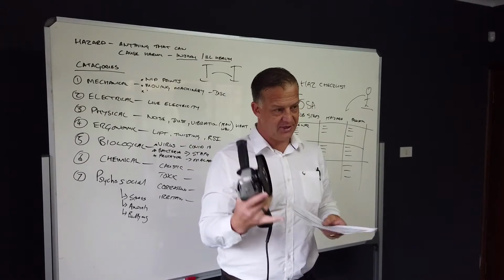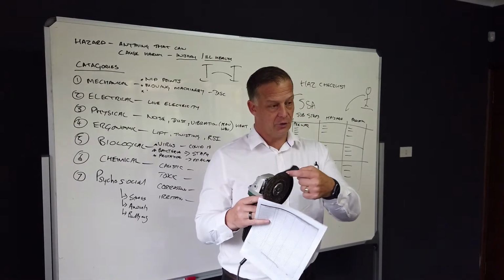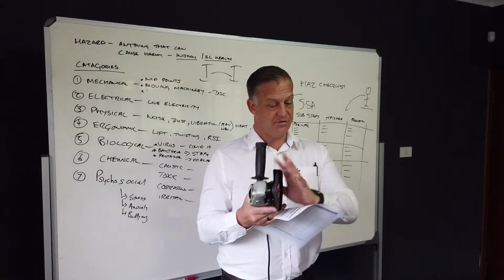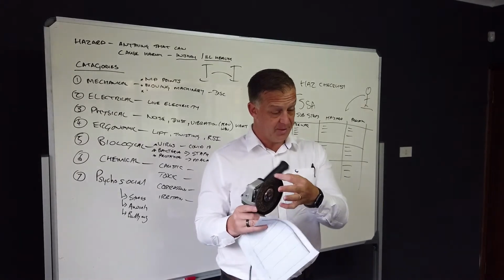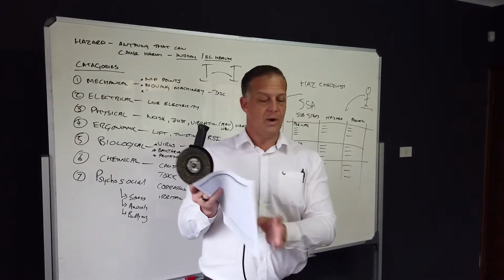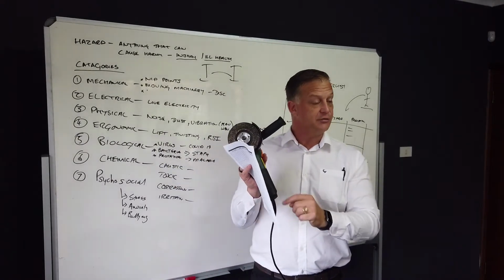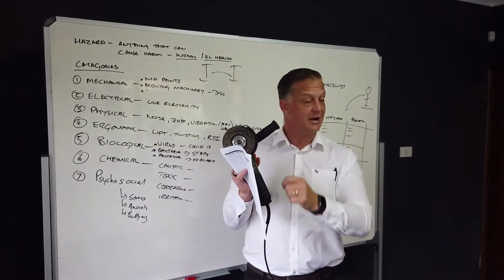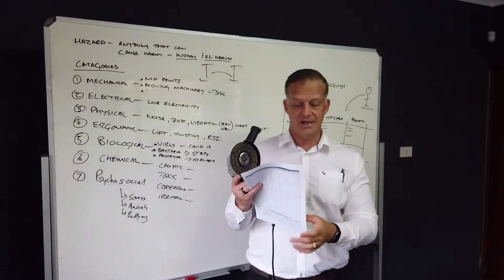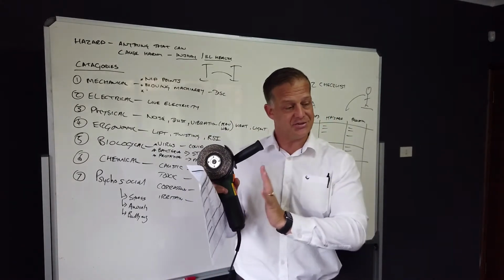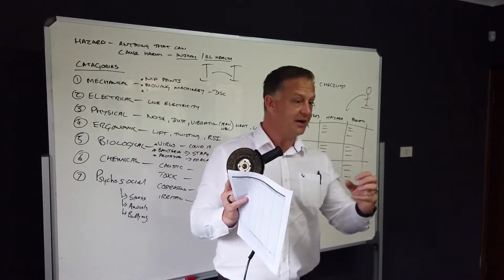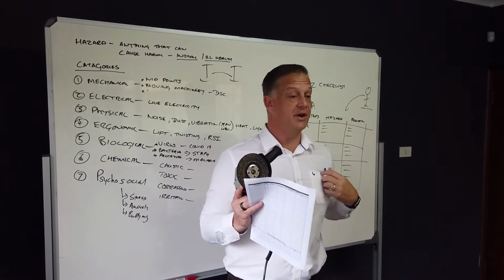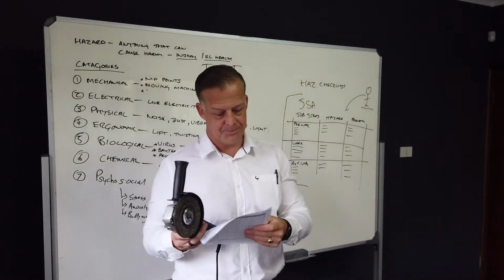We spoke about this yesterday. So where the grindstone comes into contact with the guard, that can create a nip point as well. So whenever you're going through the hazard checklist and you find a hazard, you just want to tick that off to indicate that that hazard is present. So again, this checklist is developed just to provide you with some prompters on various different hazard types and categories.